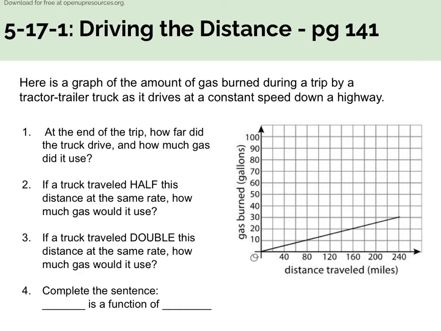All right, let's go ahead and look at number 1. At the end of the trip, how far did the truck drive? So that's this point way over here. Let's put a different color on there. Let's put red. And so this point is 240, 30. If we label it as 240 miles and 30 gallons, what does that actually mean? At the end of the trip, how far did the truck drive? It is 240 miles, and it used 30 gallons of gas.